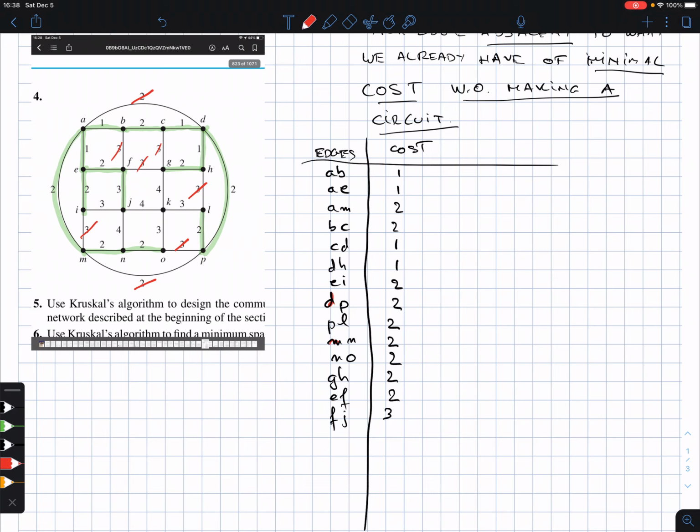That rules out this one. It also rules out this one, by the way, because again, it's harder to see, but this actually is a circuit, right? So I have to rule that one out. There's another cost 3 that I see here, that is KL.